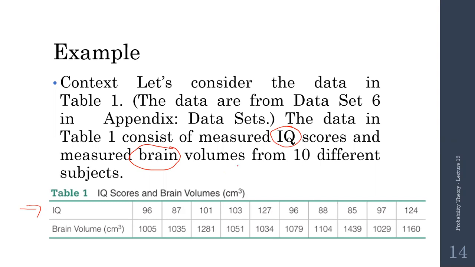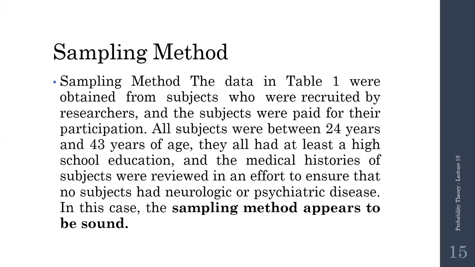As you can see here, like one of them have the brain volume 1005 centimeters cube and IQ score 96. And another one, brain volume 1035, IQ score is 87. Another one, 1281, the IQ score is 101. And etc. as you can see here. And there are some questions we need to answer for this exercise. The sampling method. The data in table 1 were obtained from subjects who were recruited by researchers, and the subjects were paid for their participation.